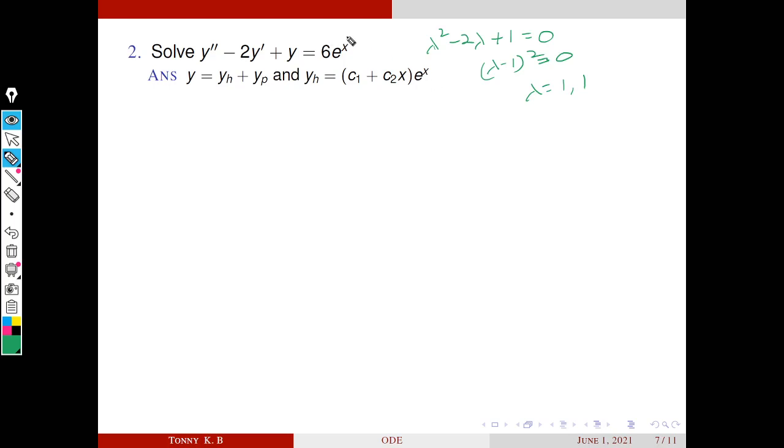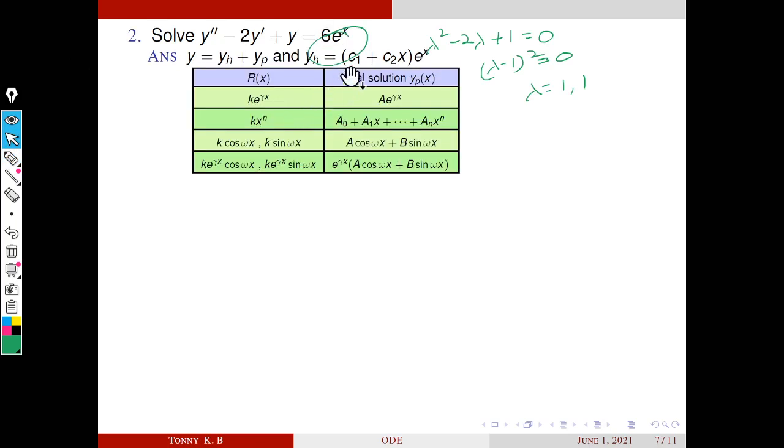Anyway, here r of x is 6 e raised to x. So how to choose our trial solution? This is the rule for choosing our trial solution. What is a trial solution corresponding to this r of x? This r of x is of the form some k e raised to gamma x. So our trial solution is capital A e raised to gamma x. Here gamma is 1, so e raised to x.